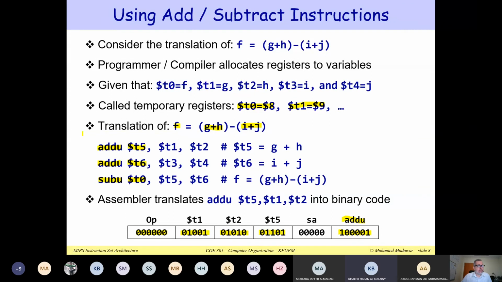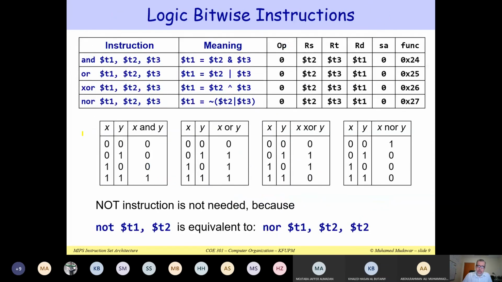Okay, clear. So here I have the logic bitwise instructions: AND, OR, XOR, and NOR. These are 4 logic instructions. Their meaning is shown in the second column. AND is called a bitwise AND because we do the ANDing of the bits. We have 32 bits in register T2 and 32 bits in register T3, and when we do the ANDing, we produce a result. This result is written into register T1.